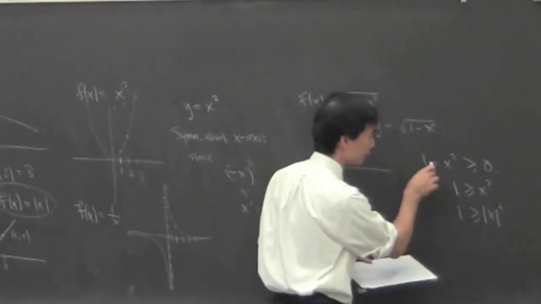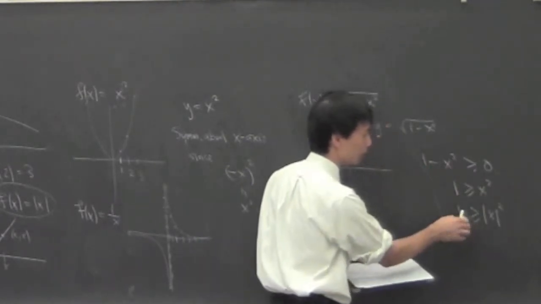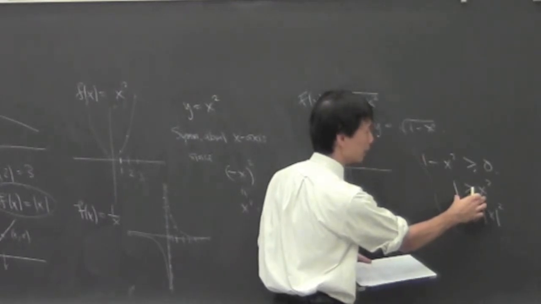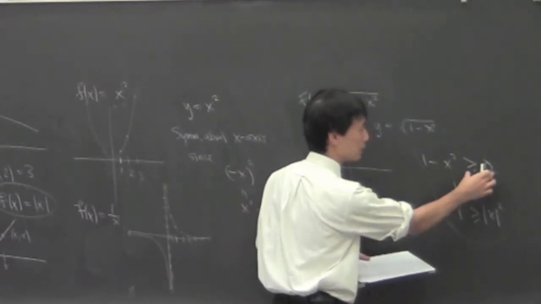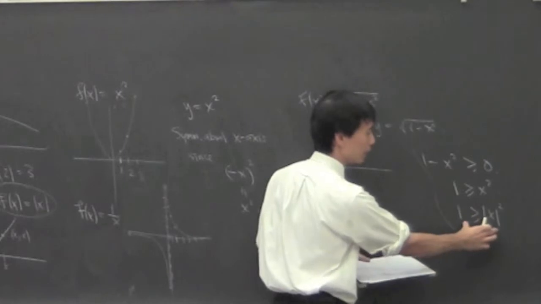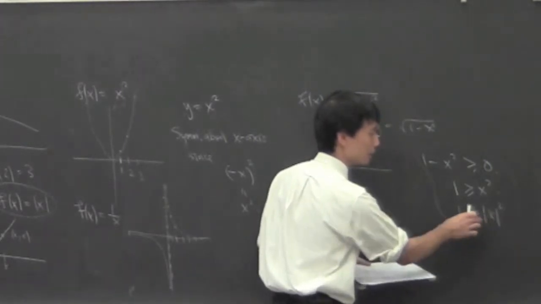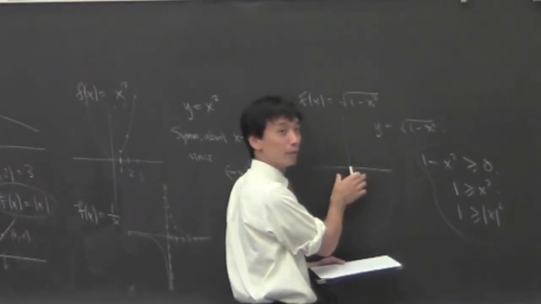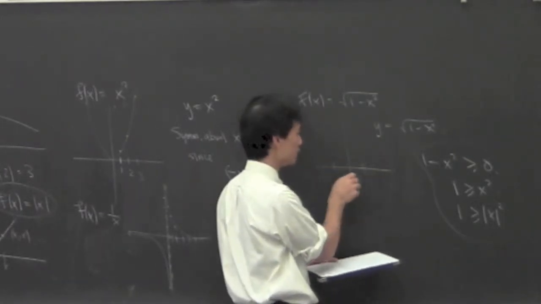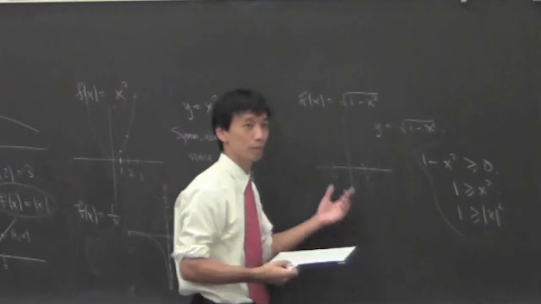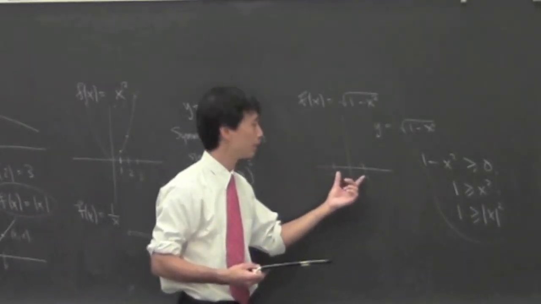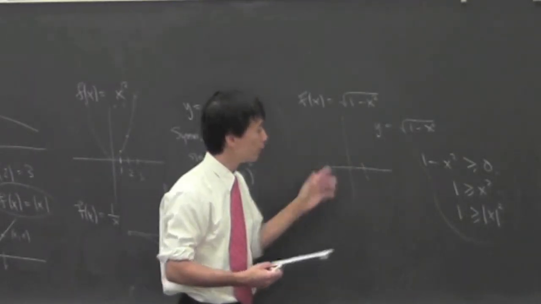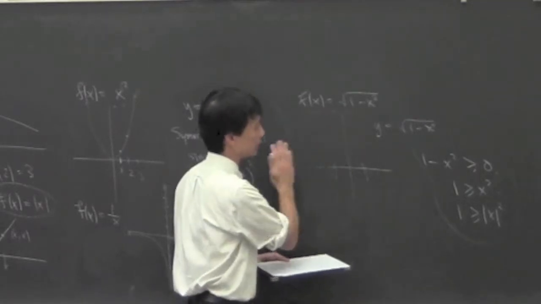Okay, so first let's figure out the domain. The domain here we see is that 1 minus x squared has to be greater than or equal to 0. And this tells us something about the absolute value, that the absolute value squared has to be smaller than 1. So that tells us that the x value lies between minus 1 and 1. This function doesn't make any sense outside.